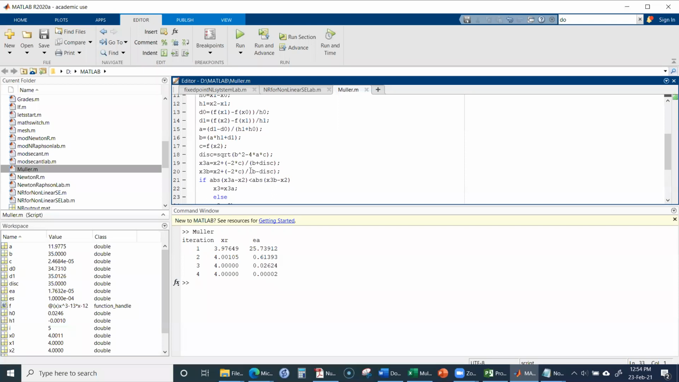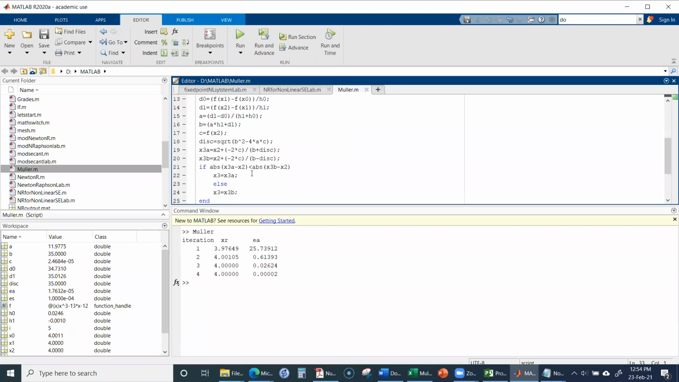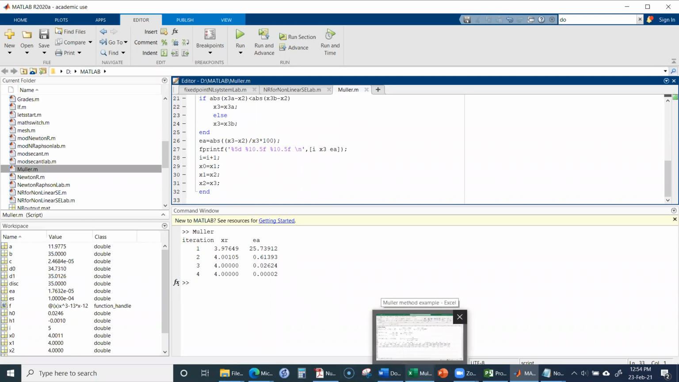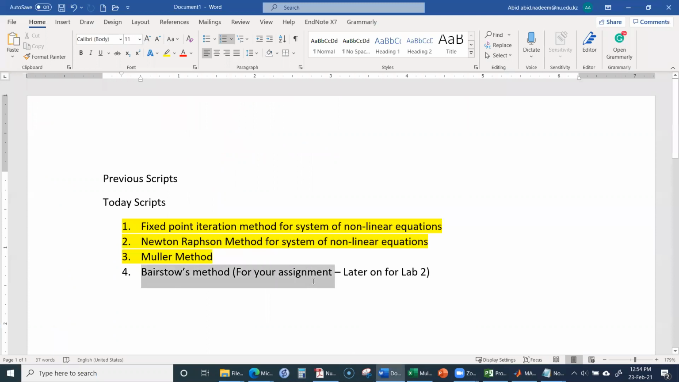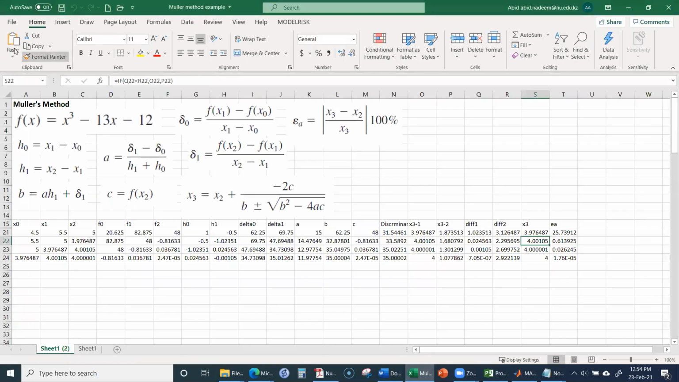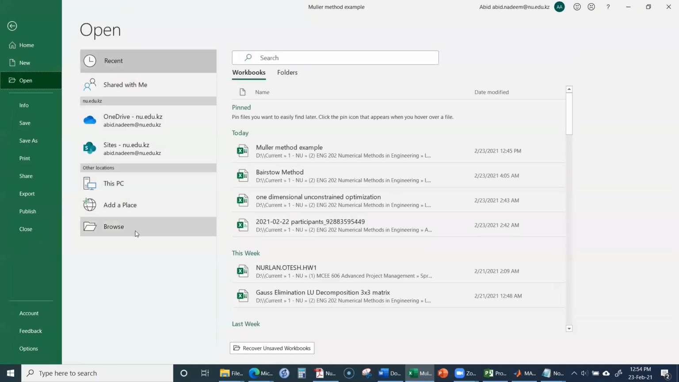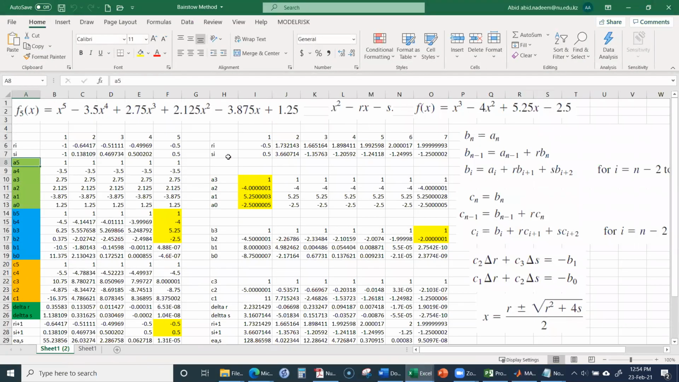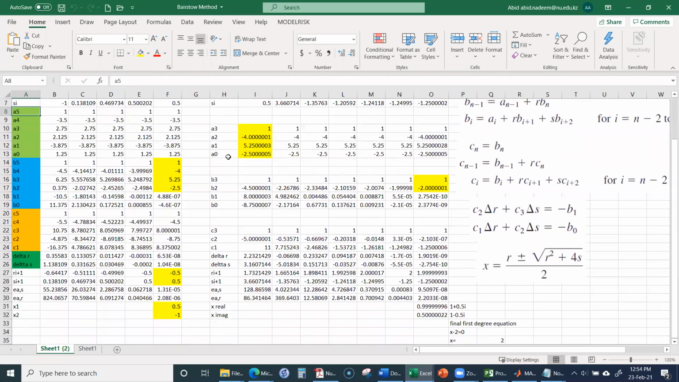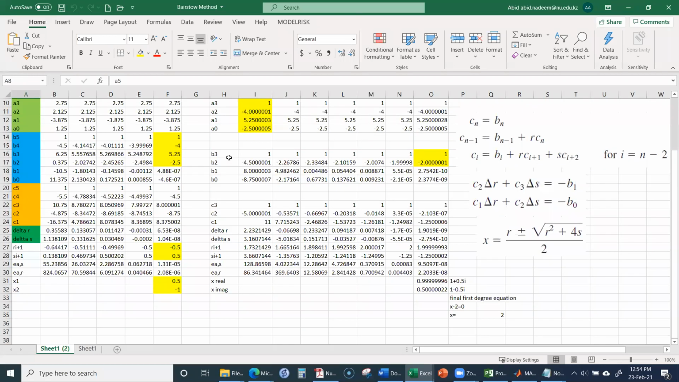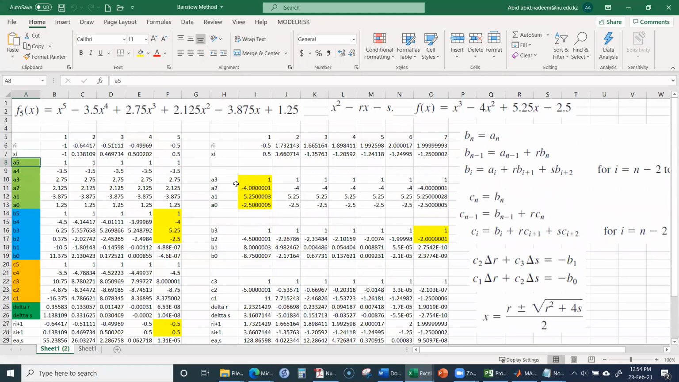Okay. So in this way, we can apply Muller's method. So this was Muller's method. Next is Bairstow's method, but as I said, I will not do it for you. I will later give this example of Bairstow's method for you to do for lab number 2. But remember that I have also done Bairstow's method in the class, so you can see the lecture for that, and then apply the same concept here in MATLAB to evaluate it.